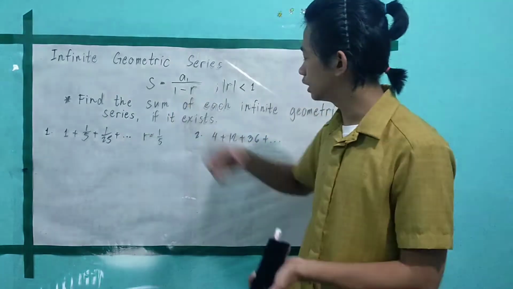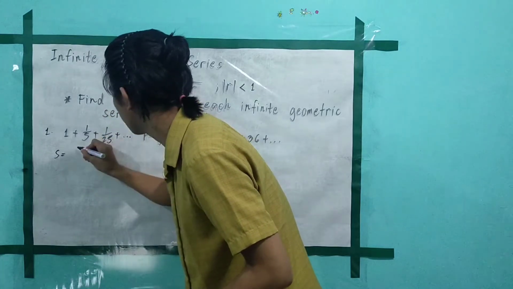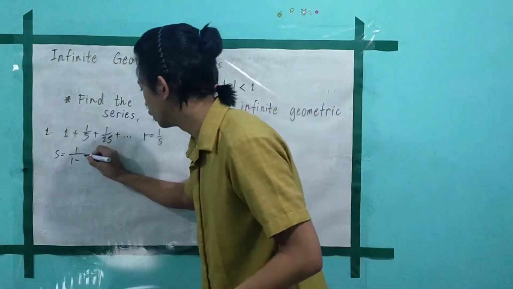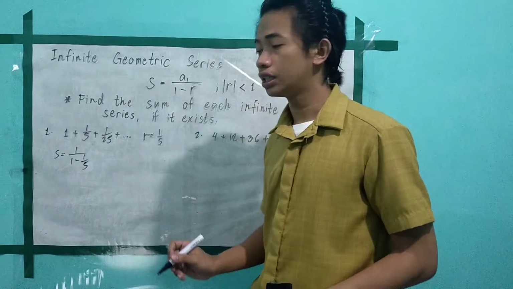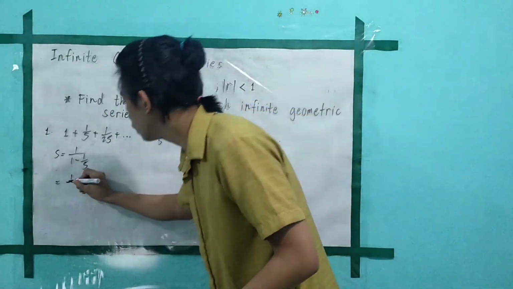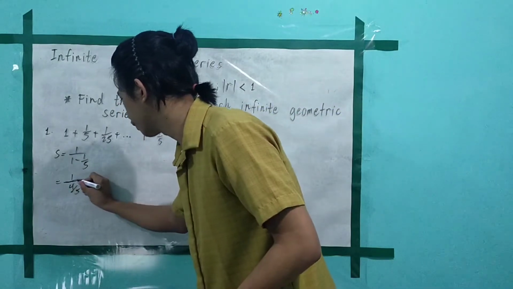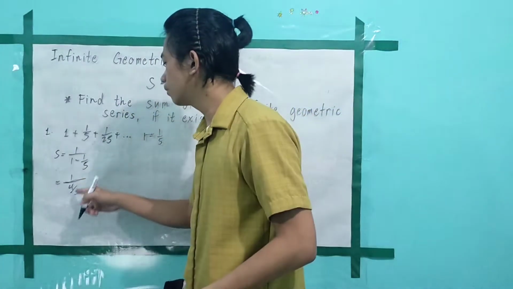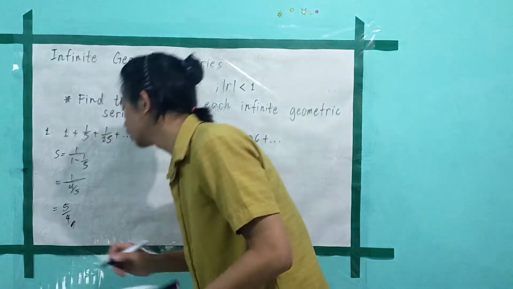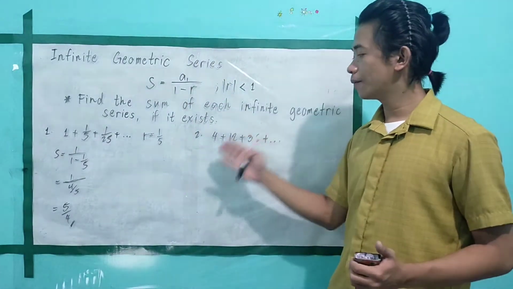And the sum of this series is given by S is equal to our A sub 1, 1, all over 1 minus the common ratio, which is 1/5. Let's simplify: we have 1 all over 1 minus 1/5, which is 4/5, so 1 all over 4/5. Then 1 divided by 4/5 is 5 over 4. So that is the sum of our infinite geometric series. Now, let's proceed to problem number 2.